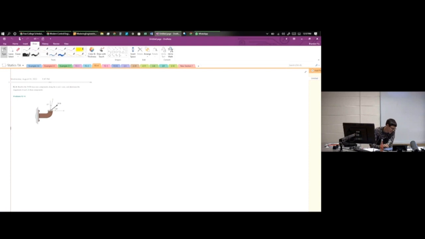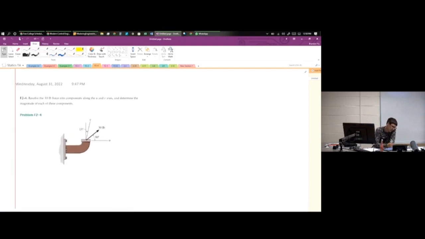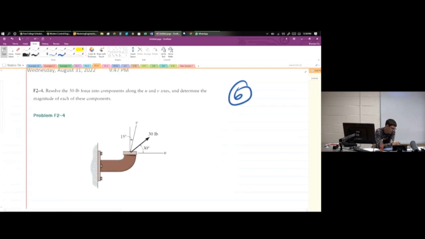All right, so we have fundamental problem 2.4. Problem 6 for today. They want us to resolve the 30-pound force into components along the U and V axes and determine the magnitude of each of these components. So this one's definitely a lot harder of a question. This one I would definitely suggest the parallelogram method of vector addition.